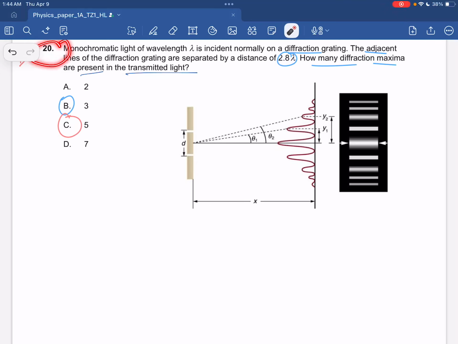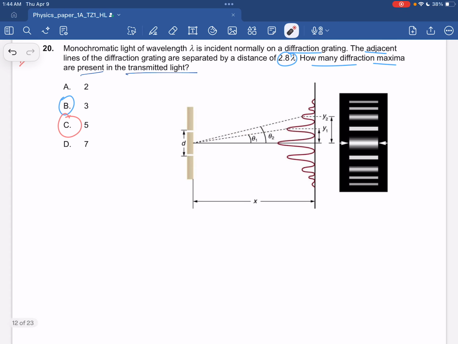Question 20 is about diffraction. What is diffraction? Diffraction is the phenomenon where light travels through a little pinhole, and it not only goes through it, transmitted through it, but also spreads out.